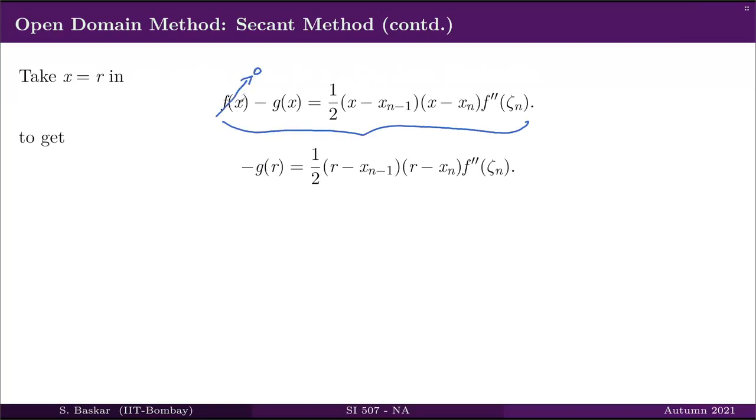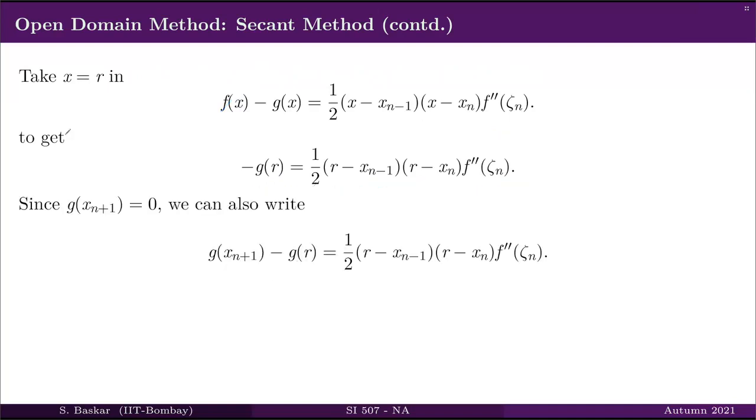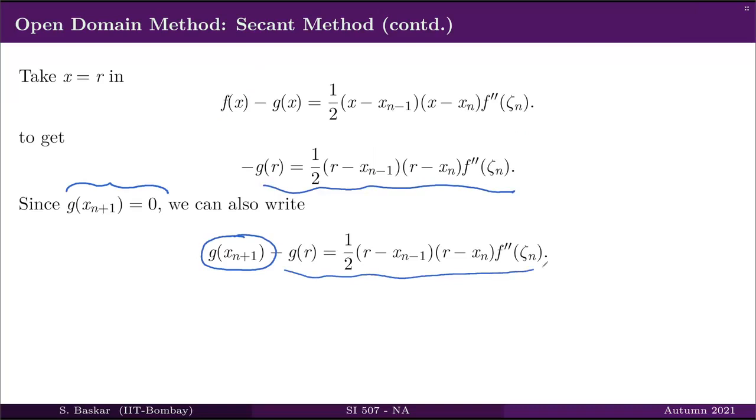That is what we have assumed in our theorem, that r is a simple root. In particular, it is a root. Therefore, f of r equal to 0. And therefore, we will be left with this expression for g of r. Now, we have already defined g in such a way that g of x n plus 1 equal to 0. Therefore, I can simply add g of x n plus 1 to this expression. It will not disturb anything in the expression, right? It is as it is.